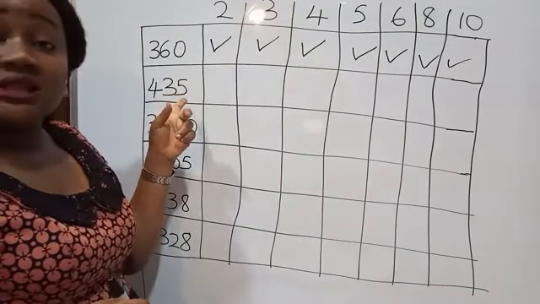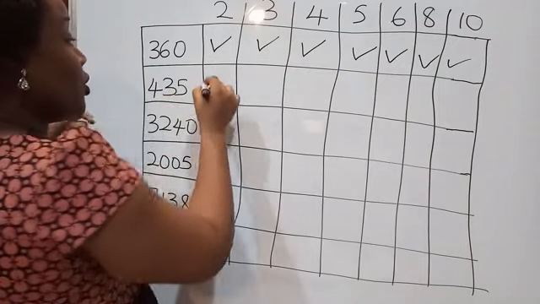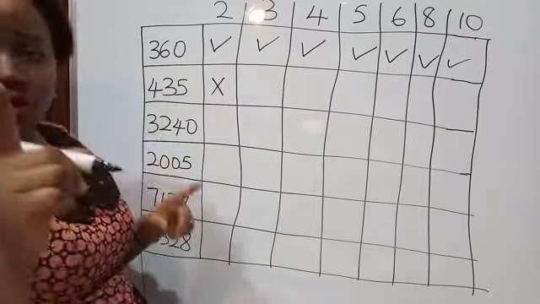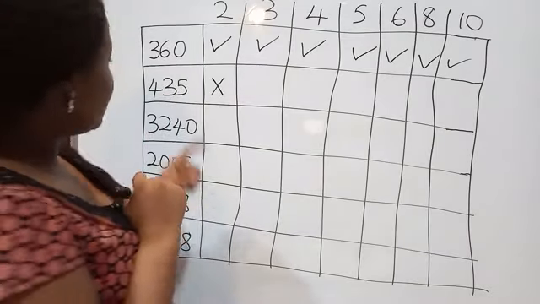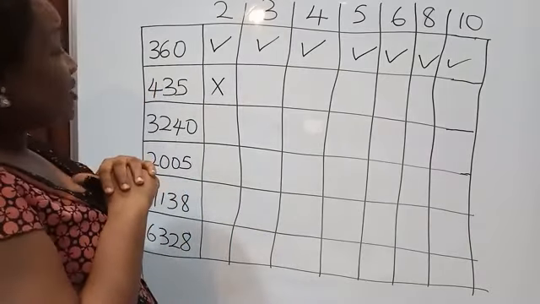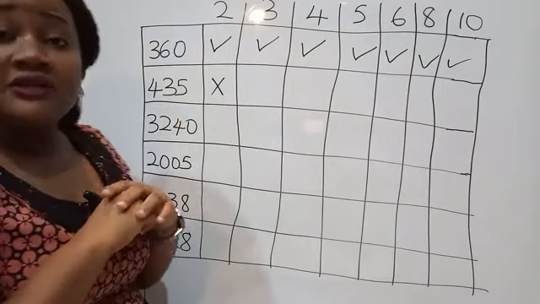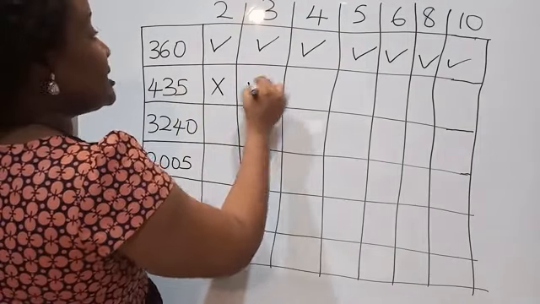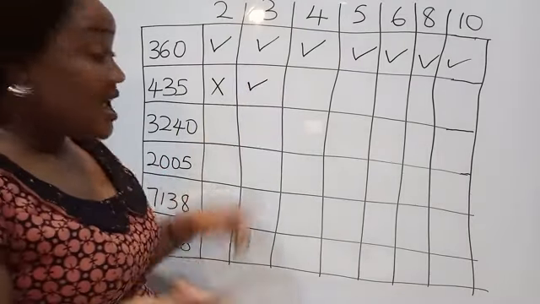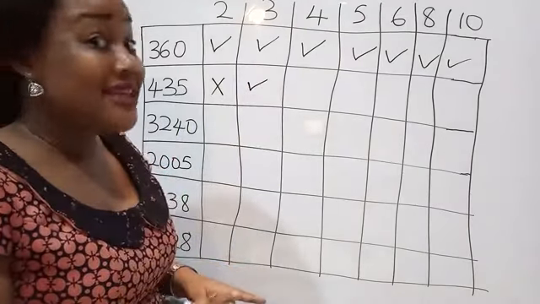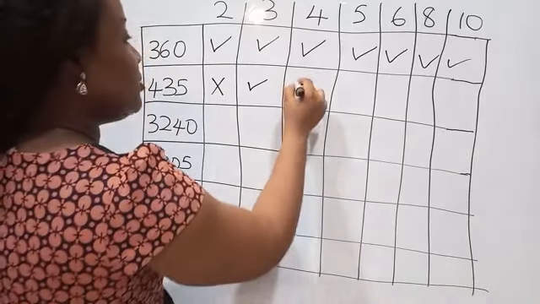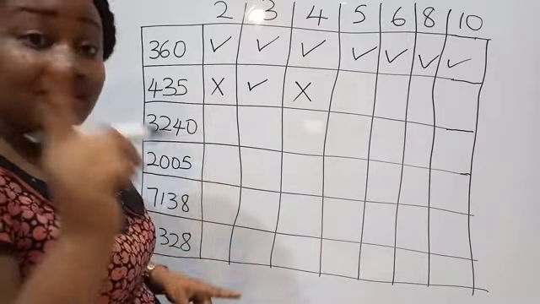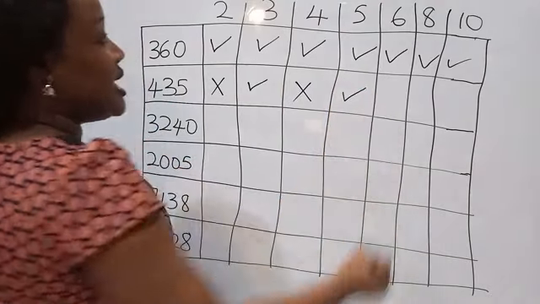5 is the last digit, so 2 definitely can't go. So we exit. Let's say 3. Let's sum up our digits. We have 4 plus 3 gives us 7. 7 plus 5 gives us 12, and 12 is divisible by 3. So we take it. 4. Since 2 didn't make it, 4 would definitely not make it. So we exit. 5 should make it because the last digit is 5. So yes, you got it.